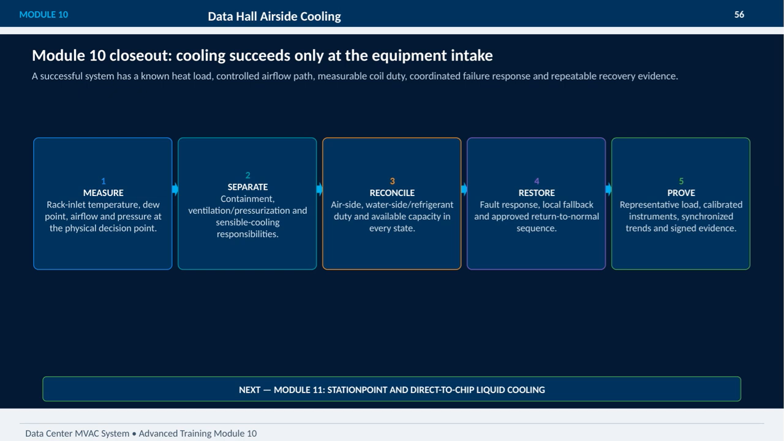Then, it's vital to reconcile the airside conditions with waterside or refrigerant cooling capacity across all operating states. When issues arise, a robust fault response and local fallback plan must restore normal operation quickly and safely. Finally, proving system performance through representative load conditions, calibrated instruments, synchronized data trends, and signed evidence gives us the confidence that everything is working as intended. With these 5 steps, measure, separate, reconcile, restore, and prove, we build systems that deliver reliable, efficient cooling. Next up, we'll explore Module 11, focusing on station point and direct-to-chip liquid cooling.